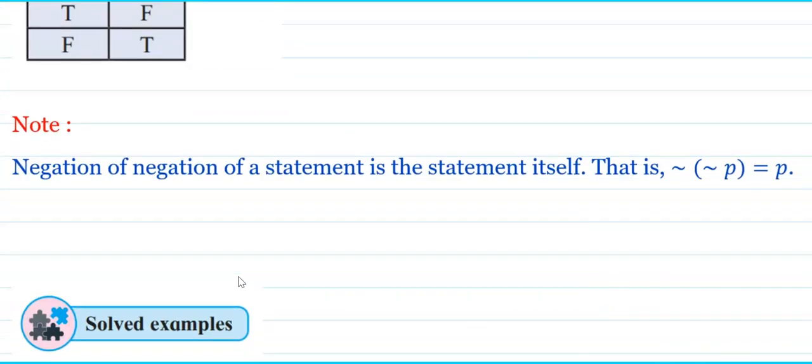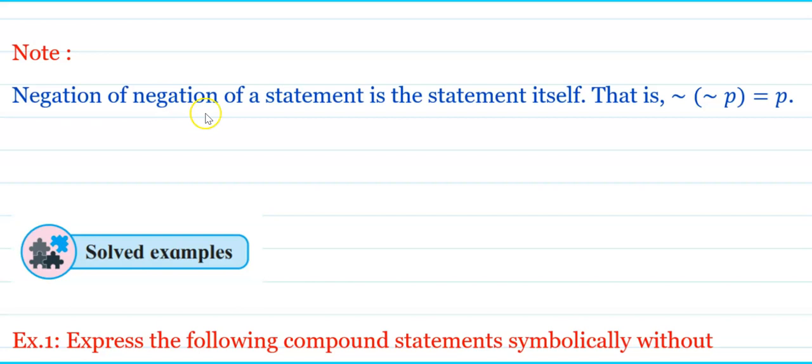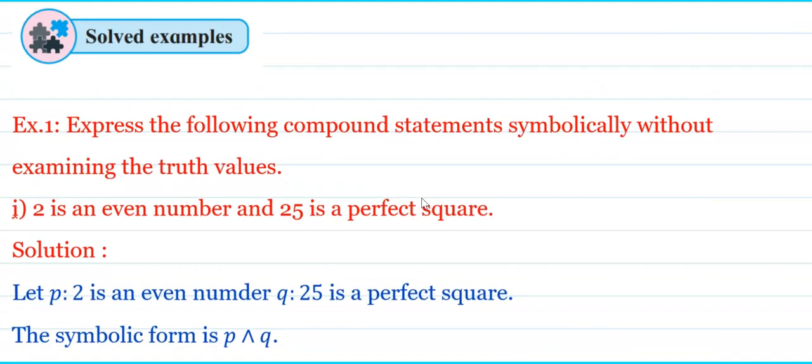negation. Okay, note that the negation of a statement is a statement itself. Yes, it's clear. याचं निगेशन घेतलं आणि पुन्हा त्याचं निगेशन घेतलं. टीचं निगेशन F आणि पुन्हा Fचं निगेशन T. We get the original statement and hence negation of a negation that is equals to P. I will see the short examples.